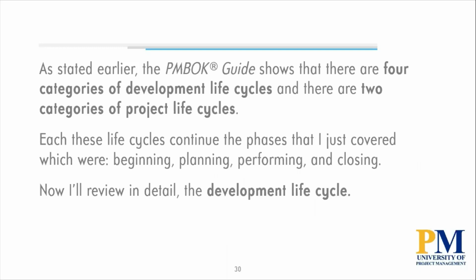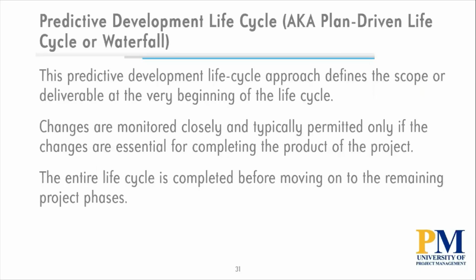Each of these life cycles continues the phases that I just covered. Now I'll review in detail the development life cycle. The predictive development life cycle, also known as plan-driven life cycle or waterfall: changes are monitored very closely, and they're only permitted if they're critical to getting the project done. Change request approval, perform integrated change control, the change control board, right?